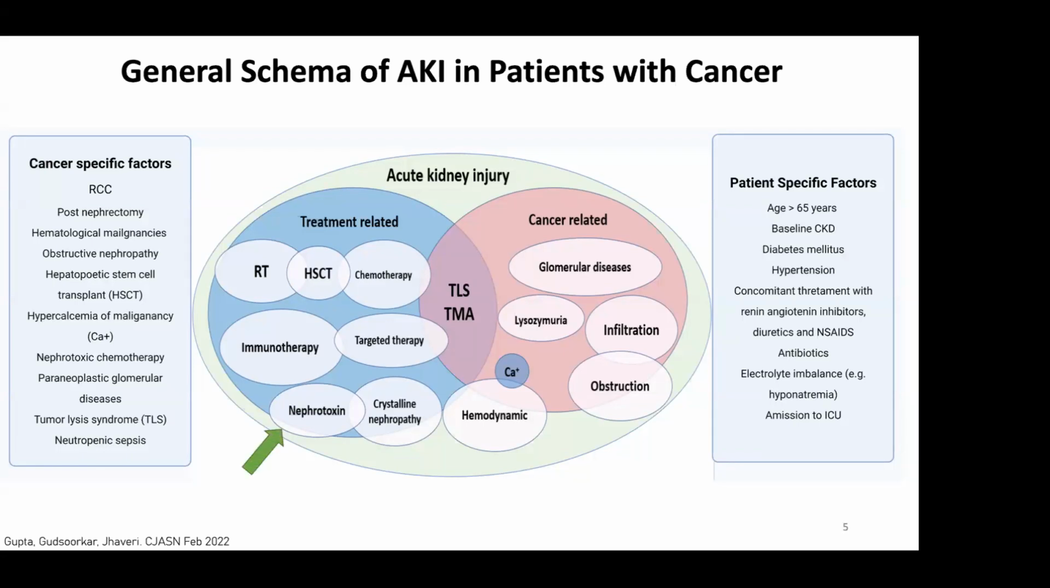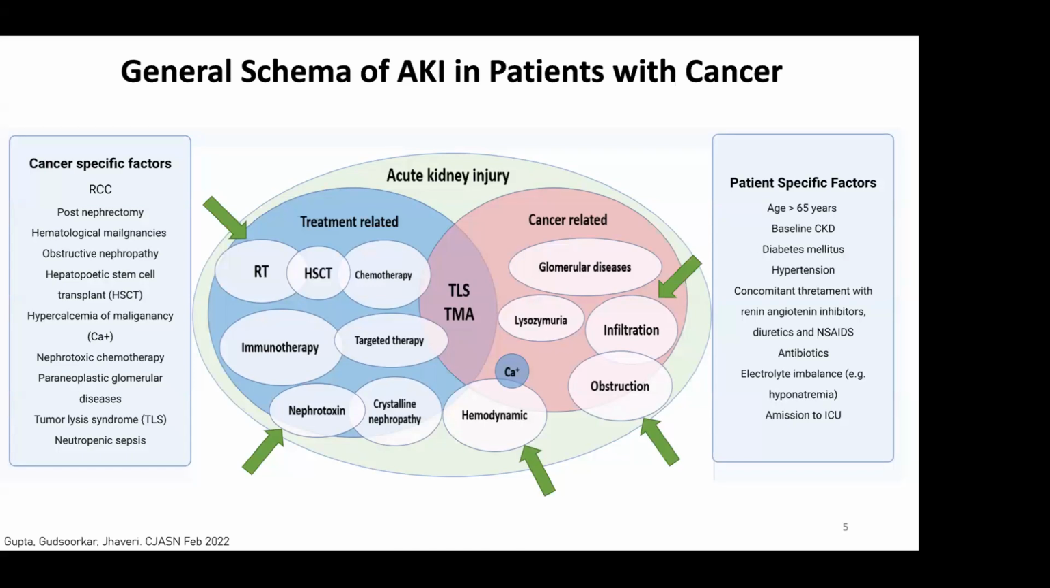So, nephrotoxins, hemodynamically mediated acute kidney injury, which is one of the common reasons, and obstructive nephropathy from gynecological malignancies or retroperitoneal lymphadenopathy. Radiation therapy is a very important and often missed diagnosis in these patients.